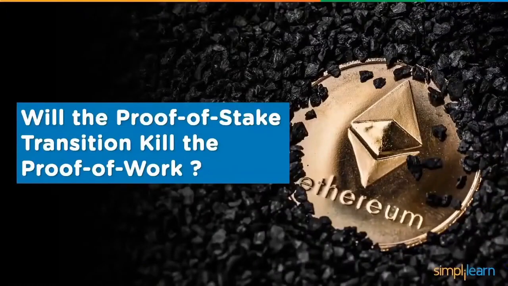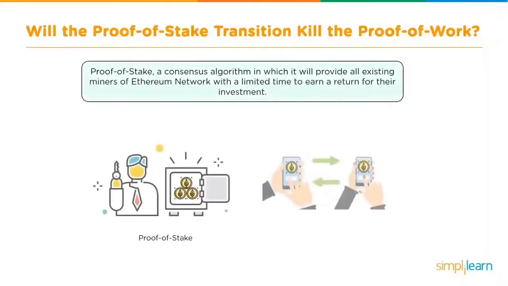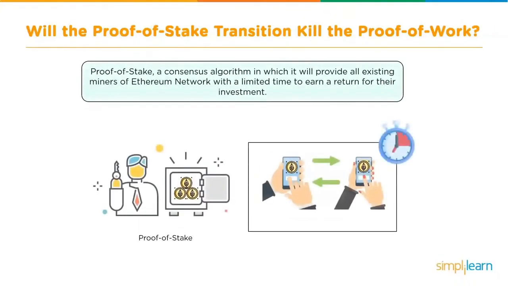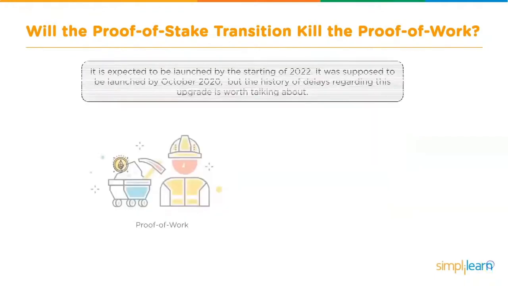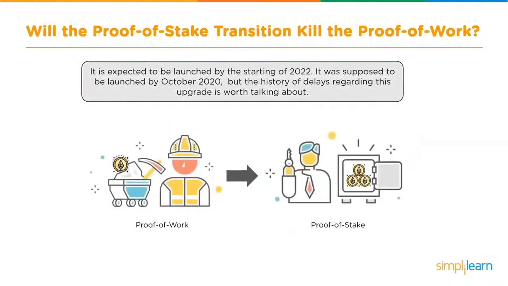Now let's explore: will the proof of stake transition fail proof of work? The newly introduced concept of Ethereum 2.0 roadmap plans to upgrade to the proof of stake consensus algorithm, in which it will provide all existing miners of the Ethereum network with a limited time to earn a return for their investment. This is expected to be launched by the end of 2021 or the start of 2022. It was supposed to be launched by October 2020, but the history of delays regarding this upgrade is worth talking about. Nobody truly knows when Ethereum 2.0 will be completed and introduced to the crypto mining world.